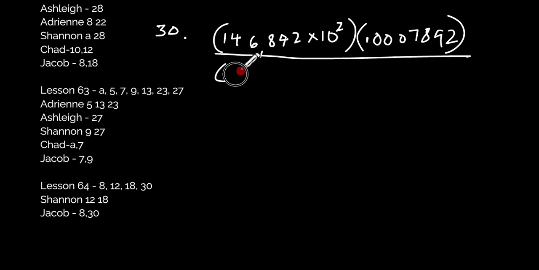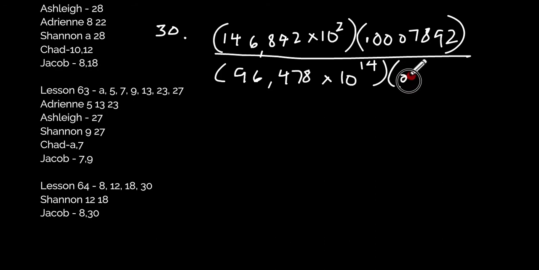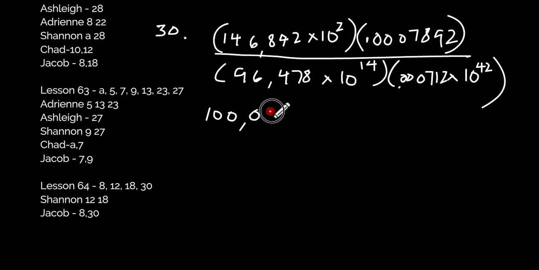Over 96,478 times 10 to the 14th, and then that's times 0.123712 times 10 to the 42nd. Okay, when you're estimating, you want to get it down to one number. So I'm going to do that first. I'm going to make this 100,000. So I got rid of all the numbers except this one. If it would have been a 5 here, I would have rounded up. Times 10 squared. All right, this one, I'm just going to do 100.